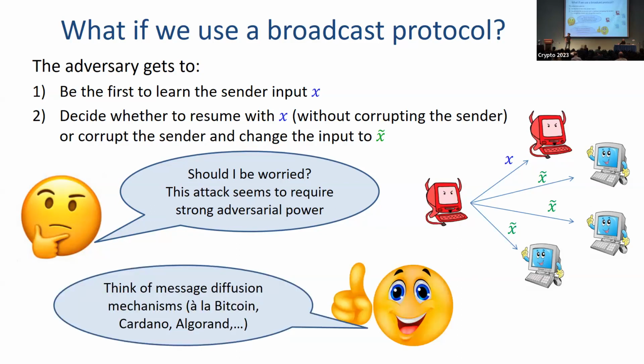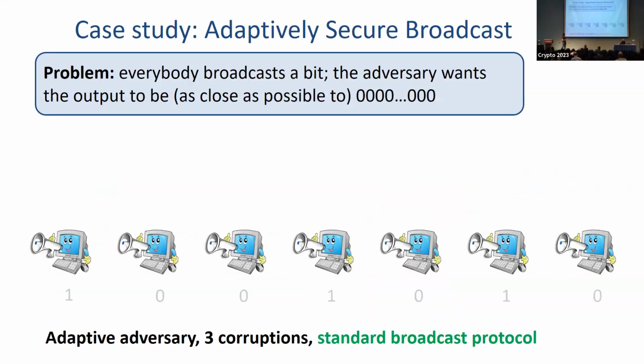It turns out that in many blockchain settings, for example, we use a diffusion network to propagate the message. And in that case, we cannot really have an atomic multi-send capability. And then such attacks can be really painful. So what can we do?